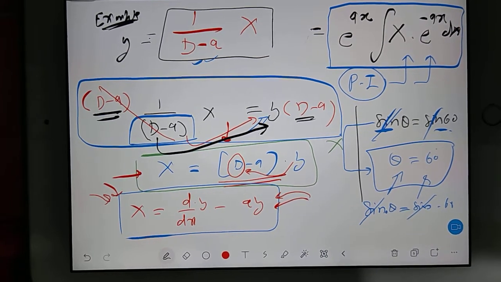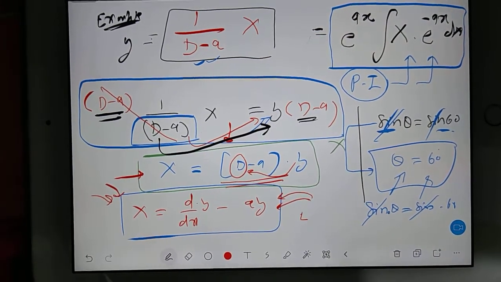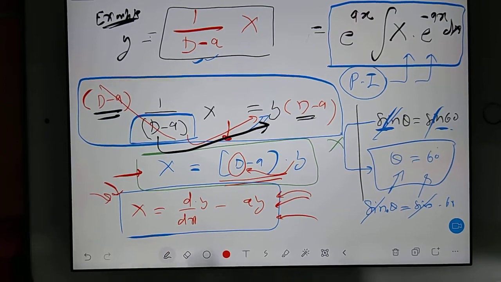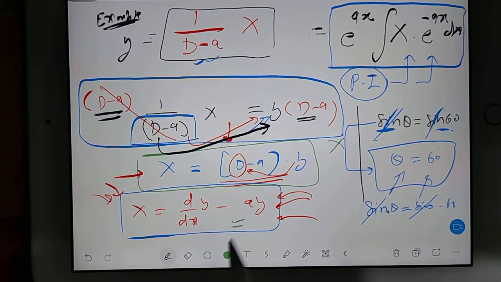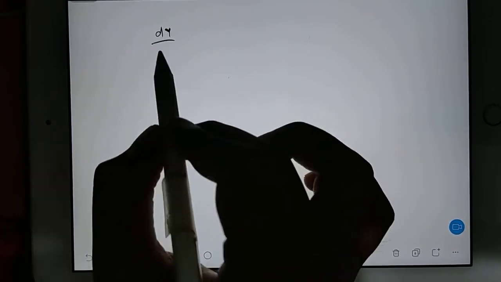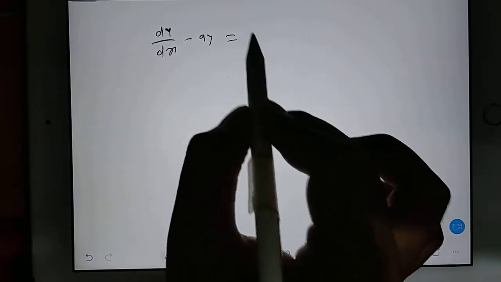Very good. Leibniz. Very good. So this format is Leibniz format. So for a better look, you arrange again. I will change the page. You arrange like this. You write properly: dy by dx minus ay is equal to x.